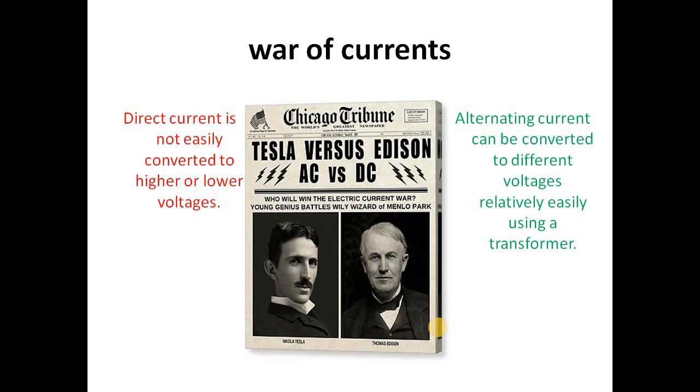And next, we have a little history to discuss. During the period of the 1880s, which was the preferred choice, either the DC current or the AC power? There was a war between Nikola Tesla and Thomas Alva Edison. Tesla was in favor of alternating current and Edison in favor of DC current.